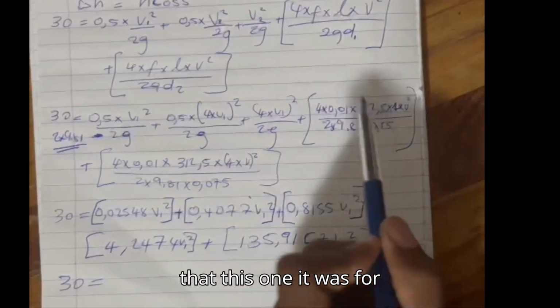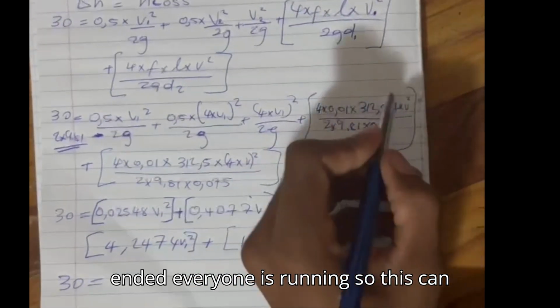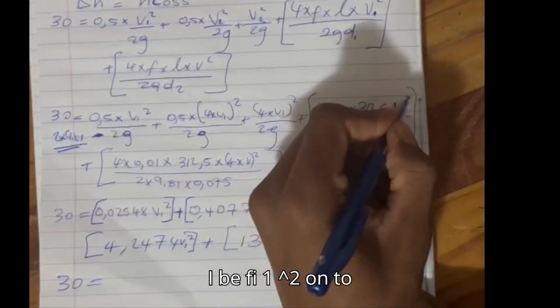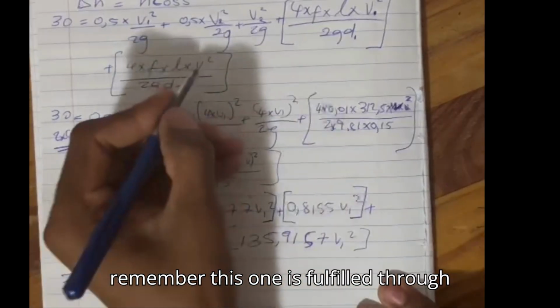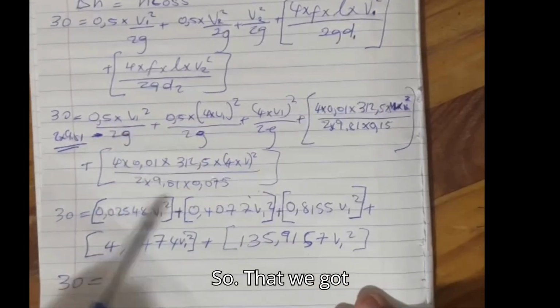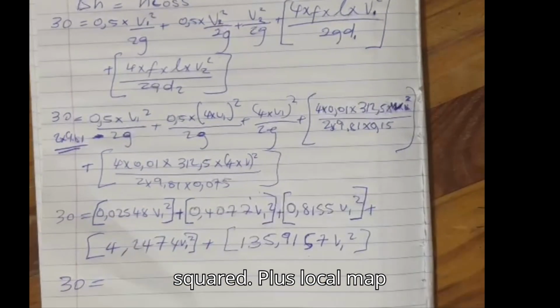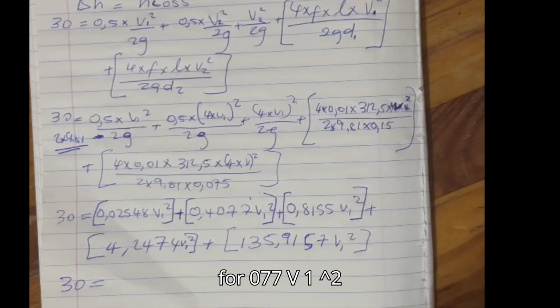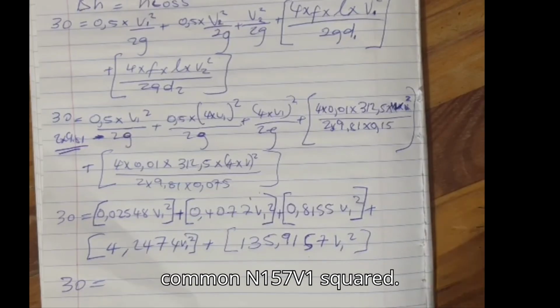So remember that this one was for V1 and that the V1 factor is 1, so this is gonna be V1 squared only. So meaning we're gonna have 1 here, you see. But remember this one is for V2, whereas V2 is equal to this. So that we got all these answers. So for this one we get 0.02548 V1 squared plus 0.4077 V1 squared plus 0.8155 V1 squared plus 4.2474 V1 squared plus 135.9157 V1 squared.